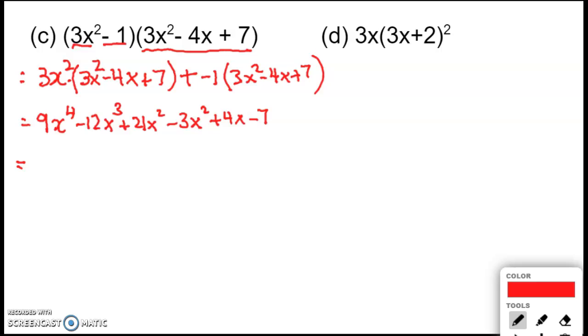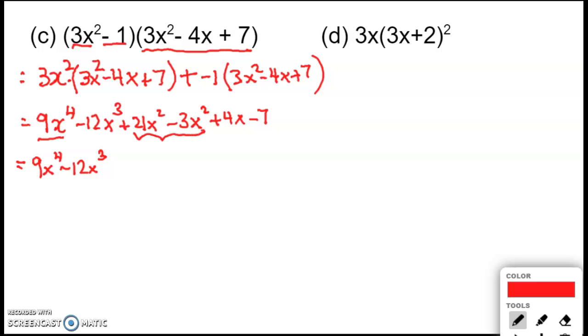Do we have any more x to the power of 4 term? No, I don't. So I have 9x to the power of 4. I've taken care of that. What about x cubed? Do I have any more x cubed? Nope. So I have 12x cubed. What about x squared term? I have 2x squared terms.